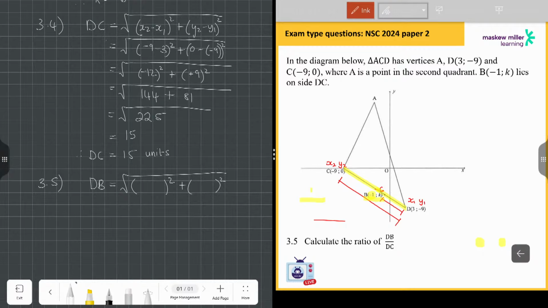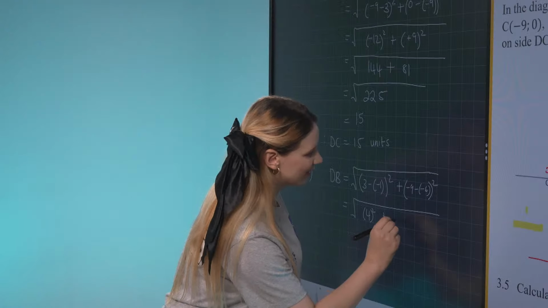So remember, DB, it is the change in the x coordinates and the change in the y coordinates. So I'm going to go x, it's 3 minus -1, and then I've got -9 minus -6. The change in the x coordinates and the change in the y coordinates, right? 3 plus 1, because that becomes +1, is 4. Let's just keep it in brackets. -9, and that becomes +6. -9 plus 6 is -3.